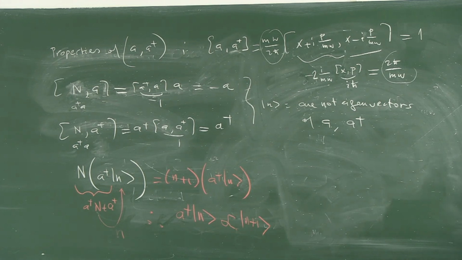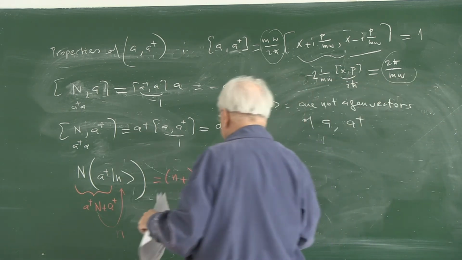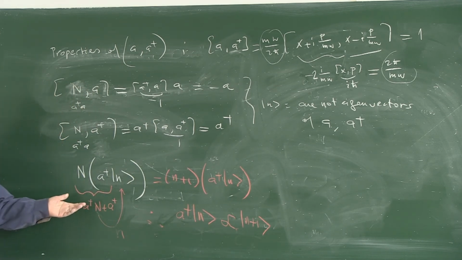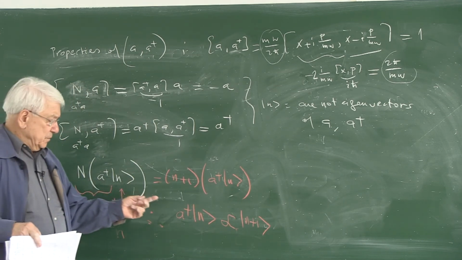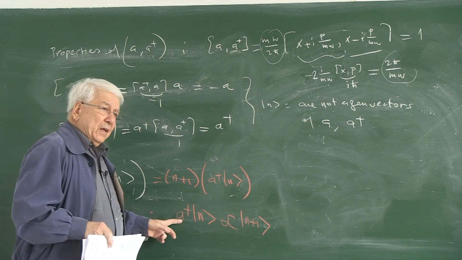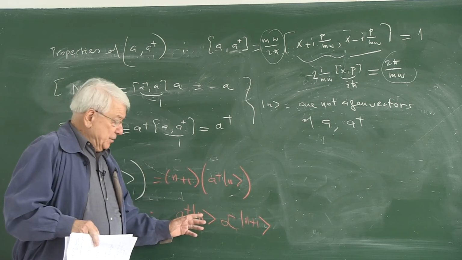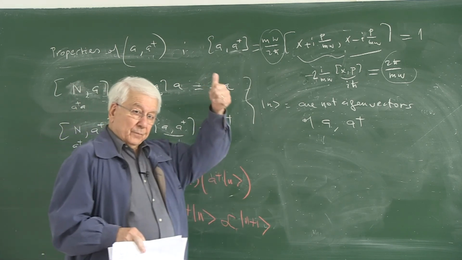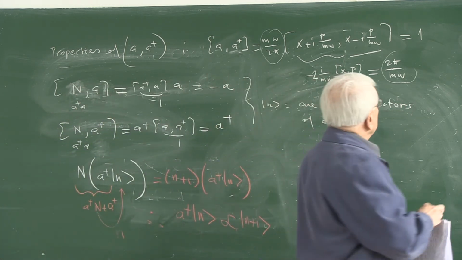Fine. Let's repeat the same exercise for the A. So the first thing this tells us is that when A dagger acts on n, it increases the number n by 1 unit, up, whichever.